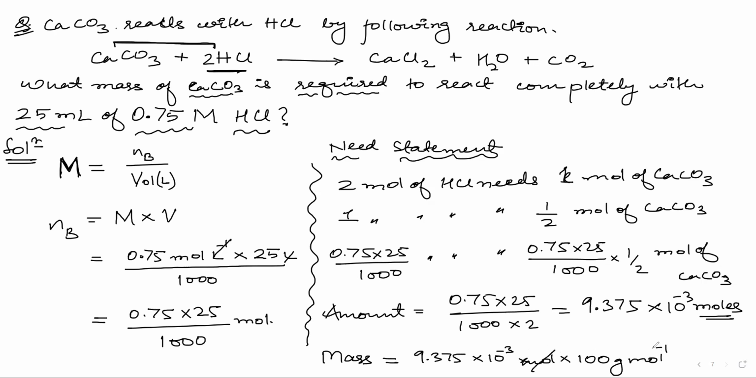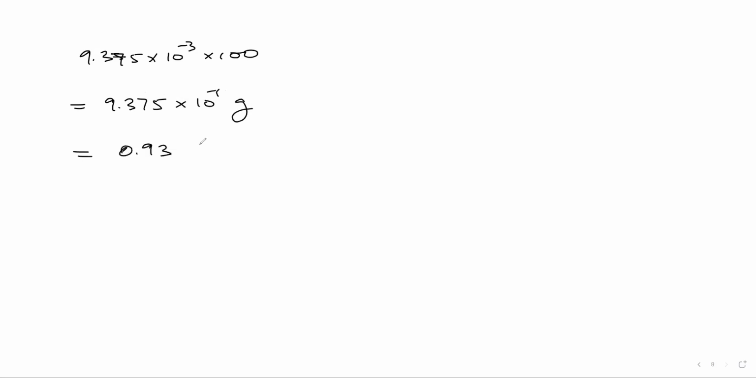So here the mole and mole inverse will cancel out each other. And the answer will be 9.375 into 10 to the power minus 3 into 100. So this will be 9.375 into 10 to the power minus 1 grams, which is equal to 0.9375 grams. Okay.